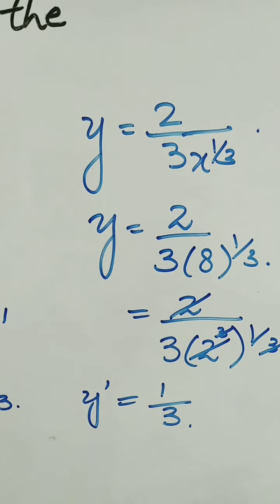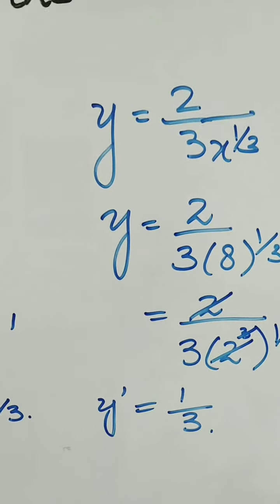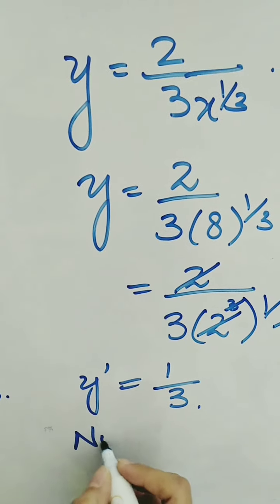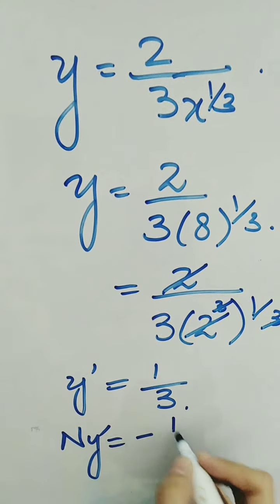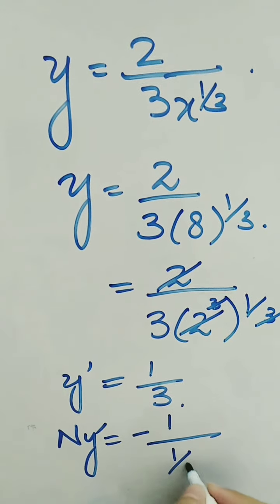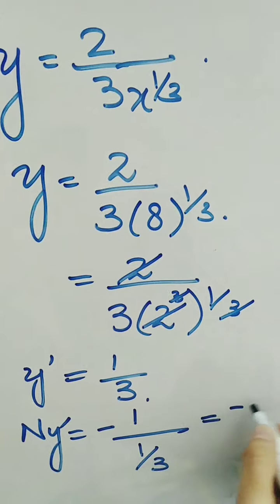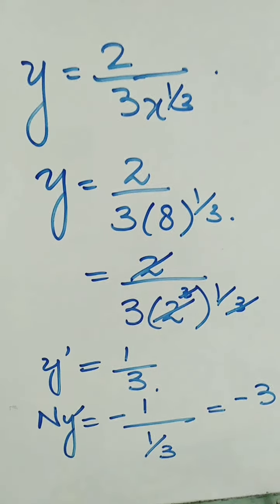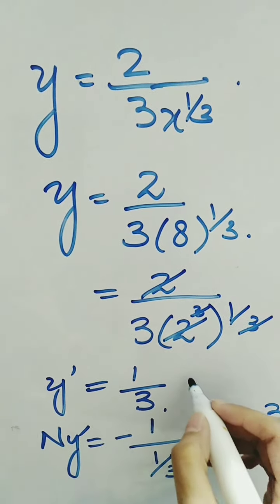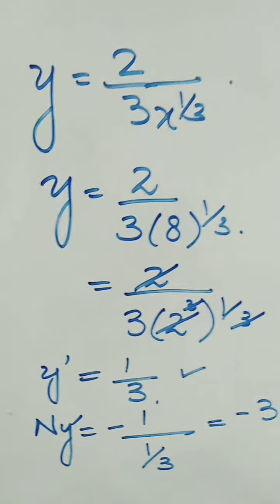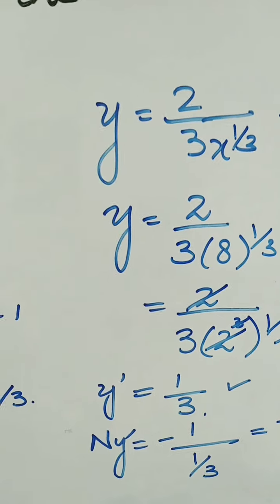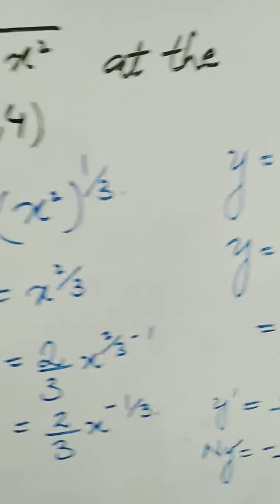This is for the tangent equation, and as we know for normal, we will have minus 1 over 1 over 3, which becomes minus 3. So we have a gradient of 1 over 3 for the tangent equation, and we have a gradient of minus 3 for the normal equation. Now we are going to find the equations with the given point, which is 8 and 4. So first we will find the equation of the tangent.